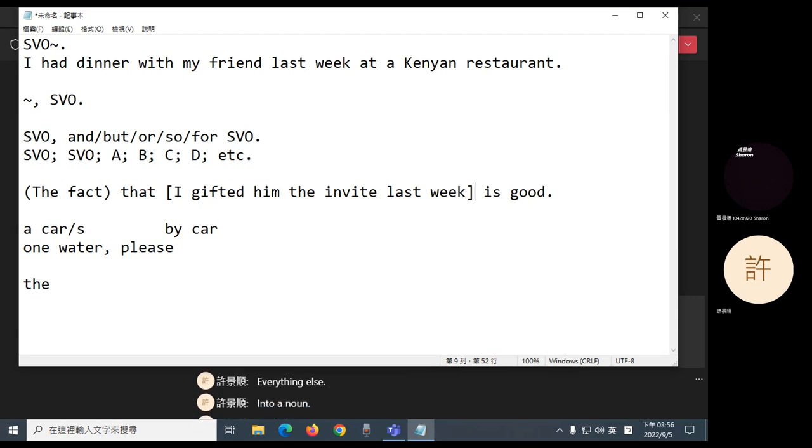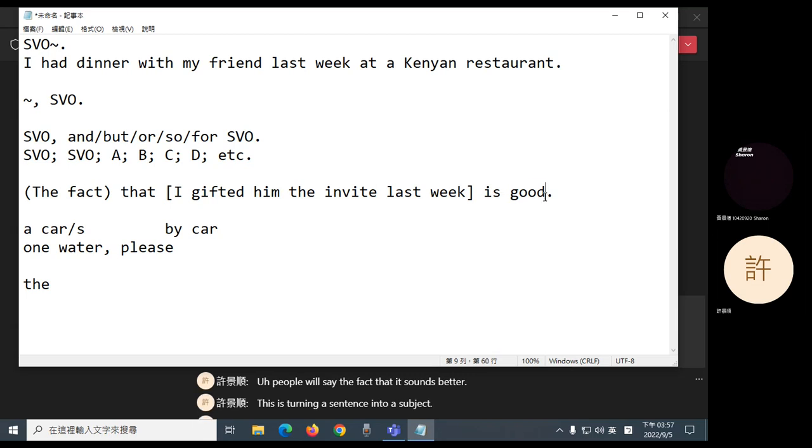So the subject of this entire sentence is that I gifted him the invite last week. The verb is. And because be verbs are very weird, they don't take an object, but the rest of the sentence is good. This is a complete sentence. You only need the word that. But often in English, people will say the fact that. It sounds better. This is turning a sentence into a subject.